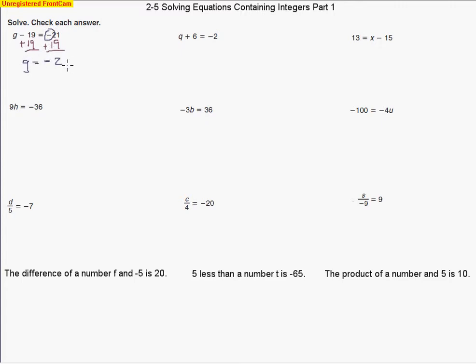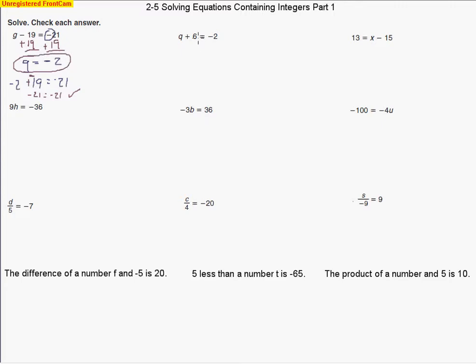But let's go back and check. Let's take that negative 2 and substitute it in for g. So I have negative 2 minus 19, and that should equal negative 21. So here let's add the opposite. Add the opposite, and see the two negative signs mean I add, and I do get negative 21 equals negative 21. So it checks out, so it's good. So that is our answer.